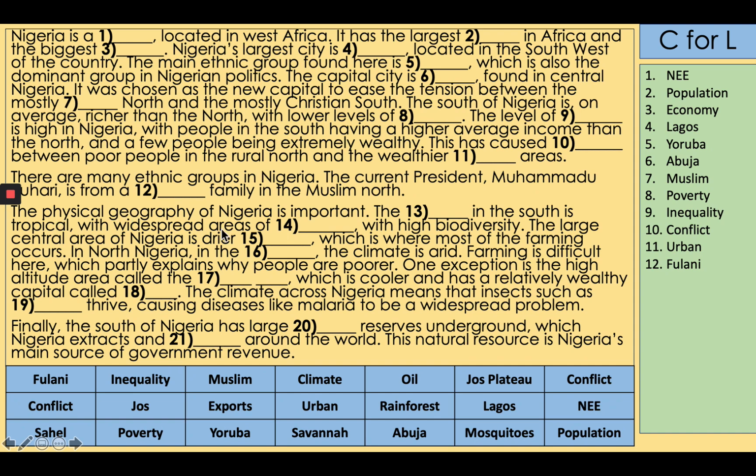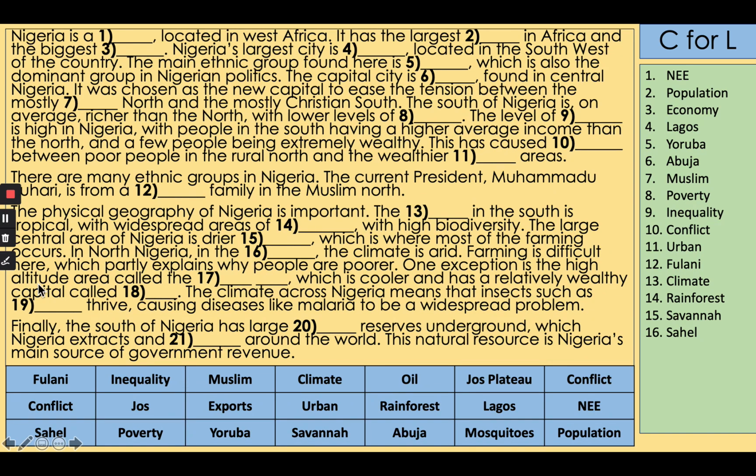The physical geography of Nigeria is important. The climate in the south is tropical, with widespread areas of rainforest with high biodiversity. The large central area of Nigeria is drier savanna, which is where most of the farming occurs. In North Nigeria, in the Sahel, which is an area on the edge of the Sahara Desert, the climate is arid and semi-arid. Farming is difficult here, which partly explains why people are poorer.